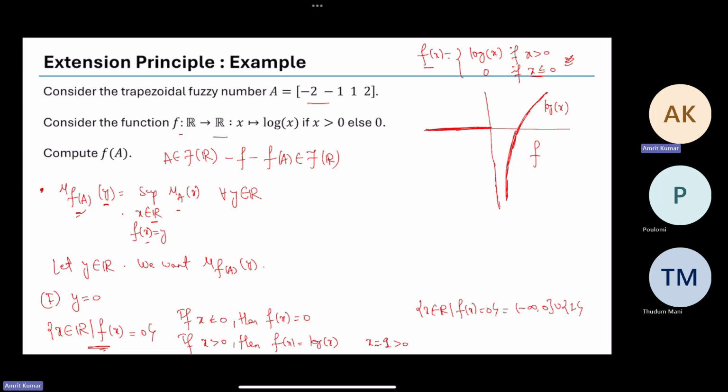So by definition of f, we know that it is 0 for every x less than or equal to 0. So this particular set is of course going to be there. And when x is positive, then we know that f of x is log of x. And log of x is 0 at x equals 1. So we also have to include 1 here, right? So therefore, the membership of 0 in f of a is the supremum over this particular set. Okay, now we can break this.